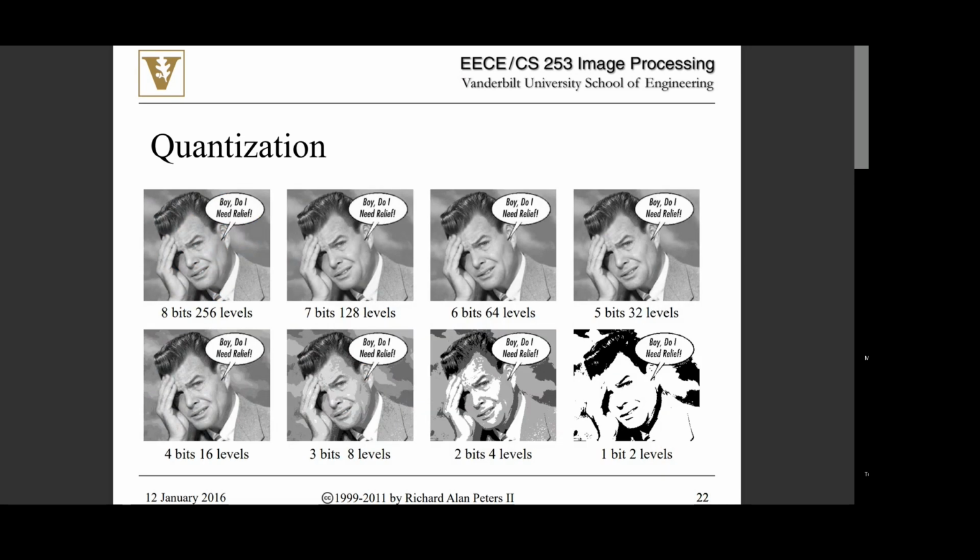Okay. And here you have the same image. Now it is a gray scale. And we represent it with 8 bits, 7 bits, 6 bits, and down to 5 bits, I would say there is almost no difference. So we have reduced the amount of information by 3/8. We have removed 3 out of 8 pixels.